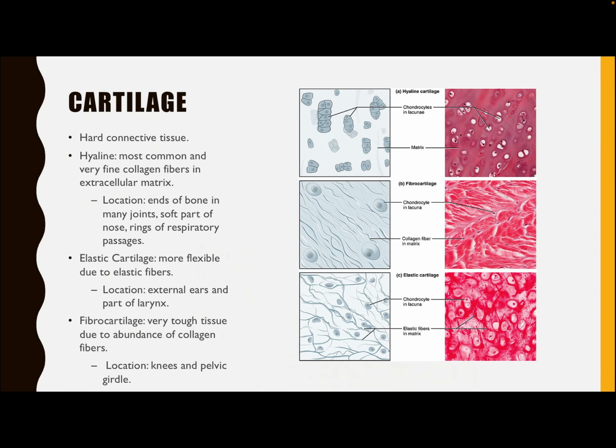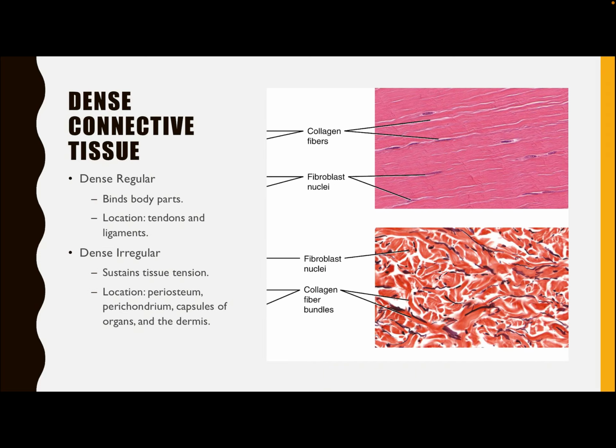Also, we have cartilage, which is a hard connective tissue, and there are three types of cartilage: hyaline, elastic, and fibrocartilage. Each of these is in a different location and is supposed to provide more so safety around the different parts of the body.